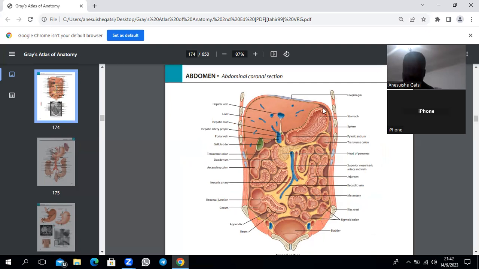Here's our stomach, right? Here's the liver, right? So the liver is an anterior relation. What else do we have anterior to the stomach? Obviously, there is the anterior abdominal wall, right? Do you think the left lung and the left pleura are anterior to the stomach?